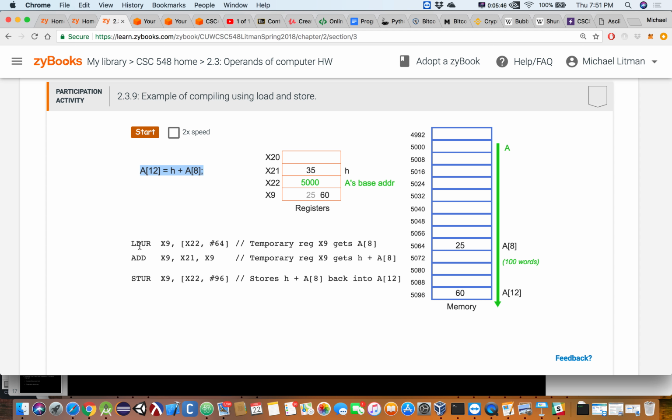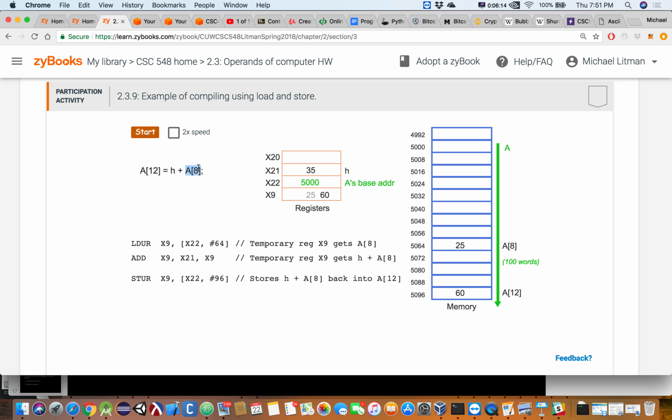Okay? So the very first thing we're going to do here, they're assuming that these values have already been loaded in. So there's actually some missing lines here because they're just showing you how you map this single high-level instruction into the equivalent low-level instructions. All right? So the very first thing I'm going to do is load into X9 the value that lives here.